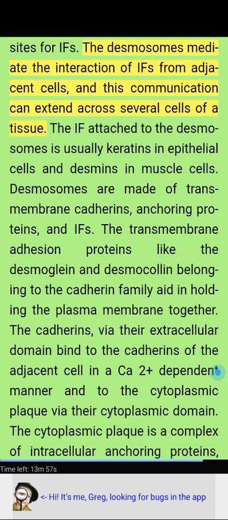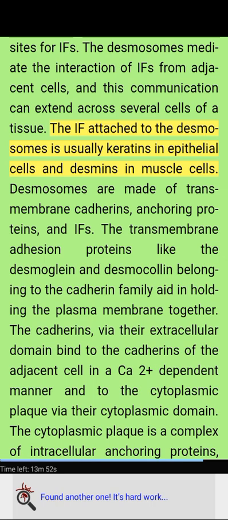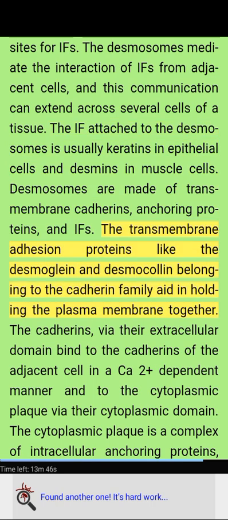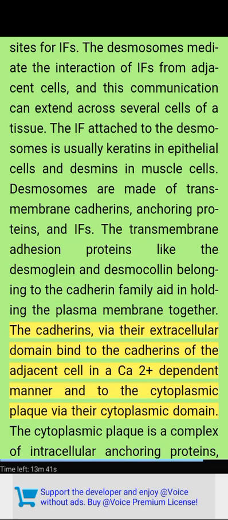The desmosomes mediate the interaction of IFs from adjacent cells, and this communication can extend across several cells of a tissue. The IF attached to the desmosomes is usually keratins in epithelial cells and desmins in muscle cells. Desmosomes are made of transmembrane cadherins, anchoring proteins, and IFs. The transmembrane adhesion proteins like desmocollin and desmoglein, belonging to the cadherin family, aid in holding the plasma membrane together. The cadherins, via their extracellular domain, bind to the cadherins of the adjacent cell in a Ca2+ dependent manner and to the cytoplasmic plaque via their cytoplasmic domain.